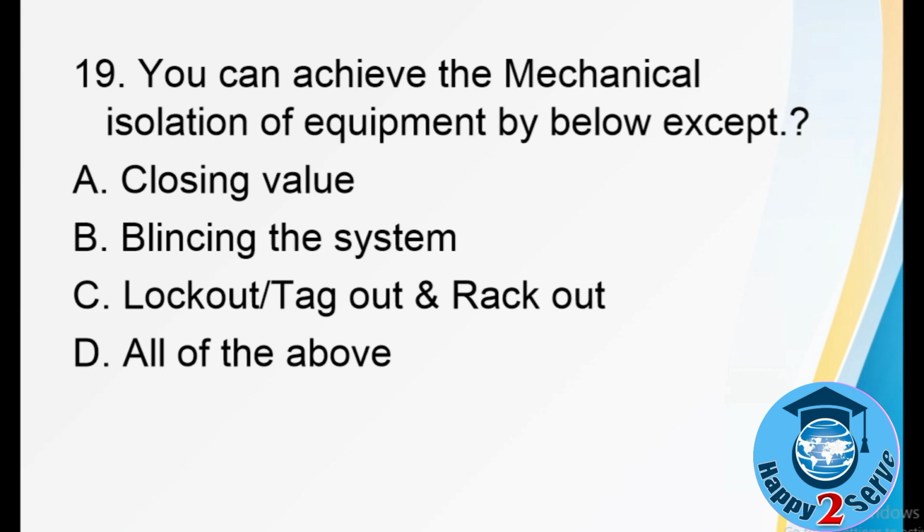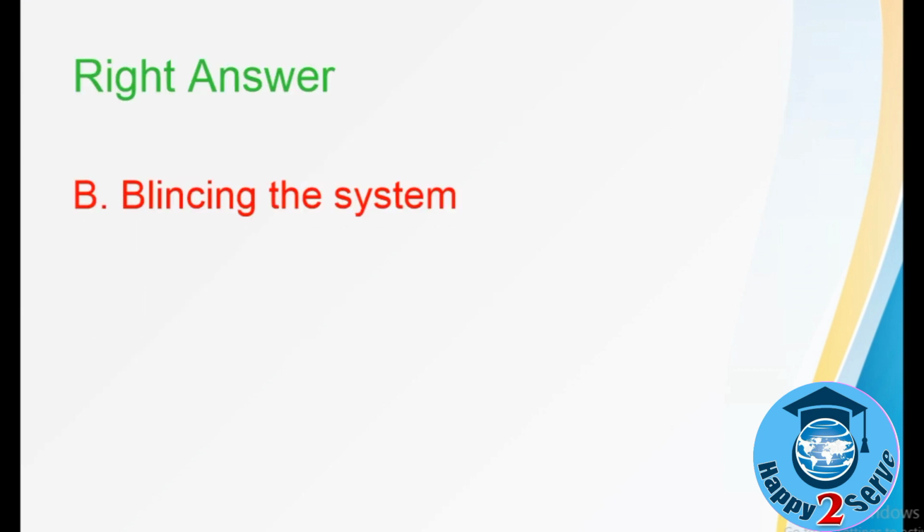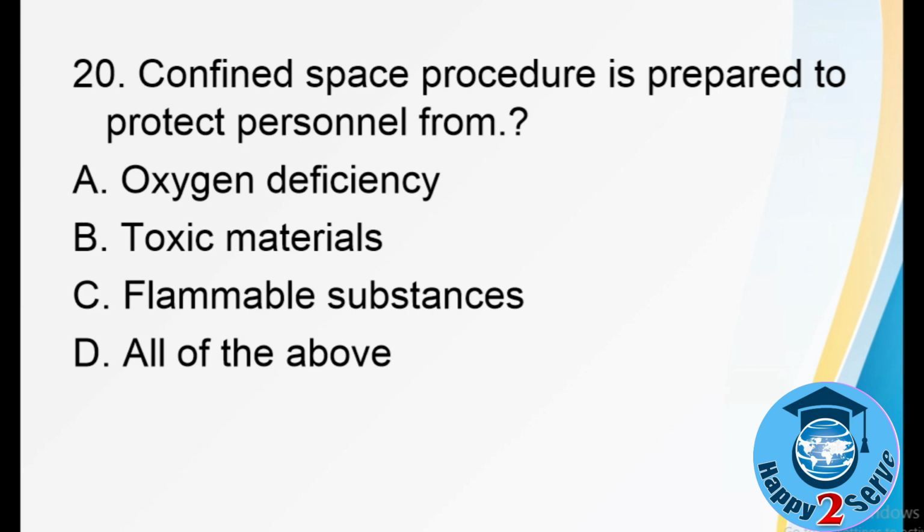19. You can achieve the mechanical isolation of equipment by the below except: A. Closing valve, B. Blinding the system, C. Lockout/tagout and rack out, D. All of the above. Right answer: B. Blinding the system.